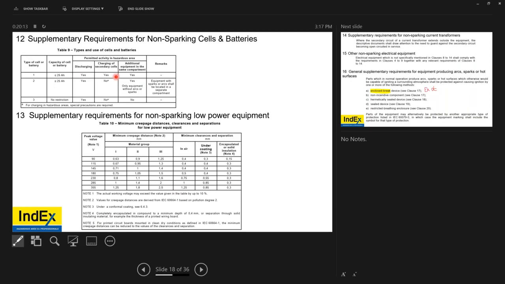Now, supplementary requirements for low power equipment. Low power, this is the EXNL.